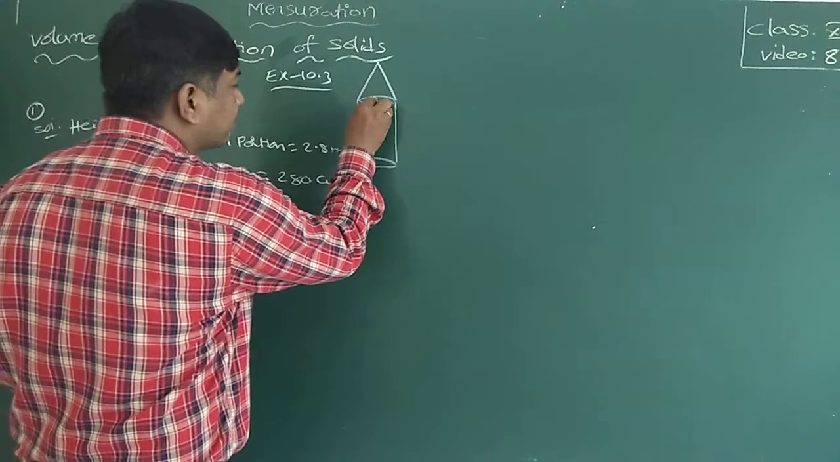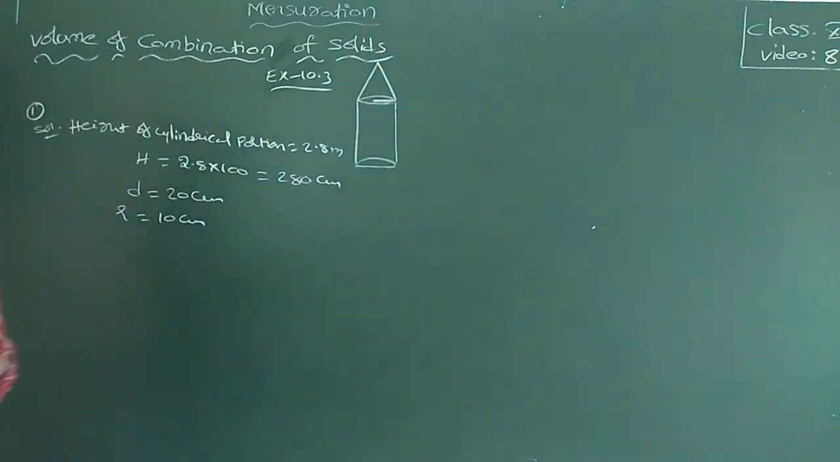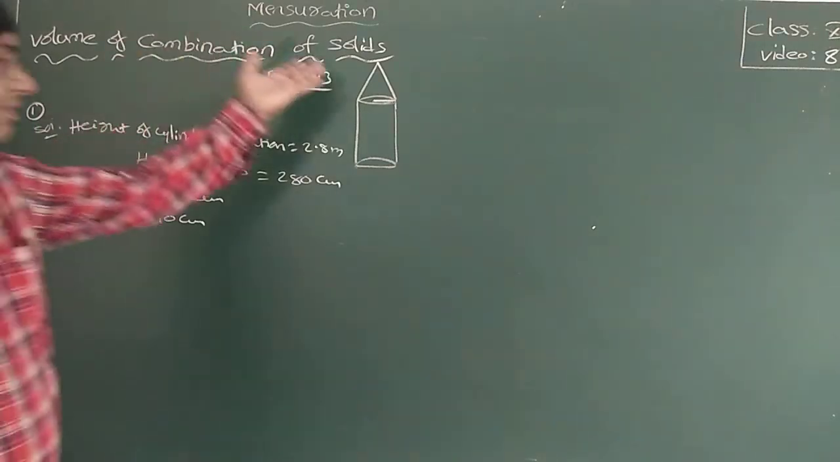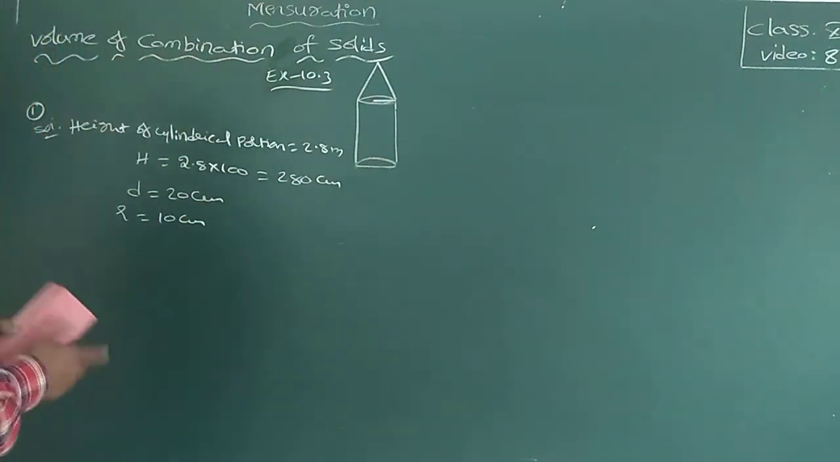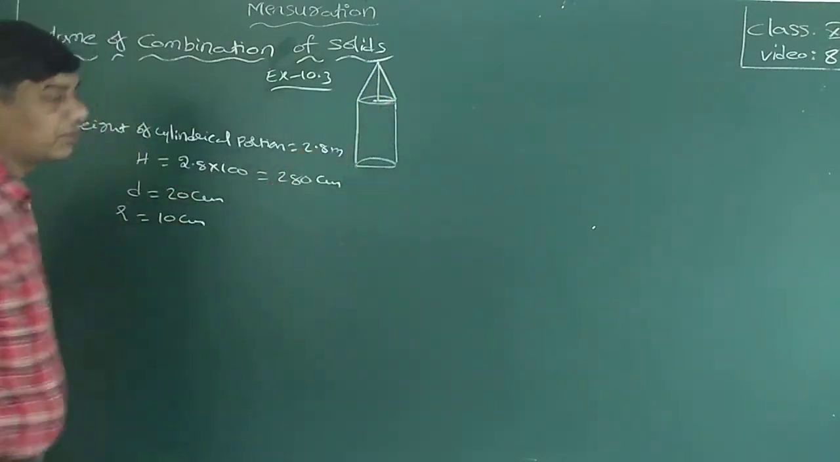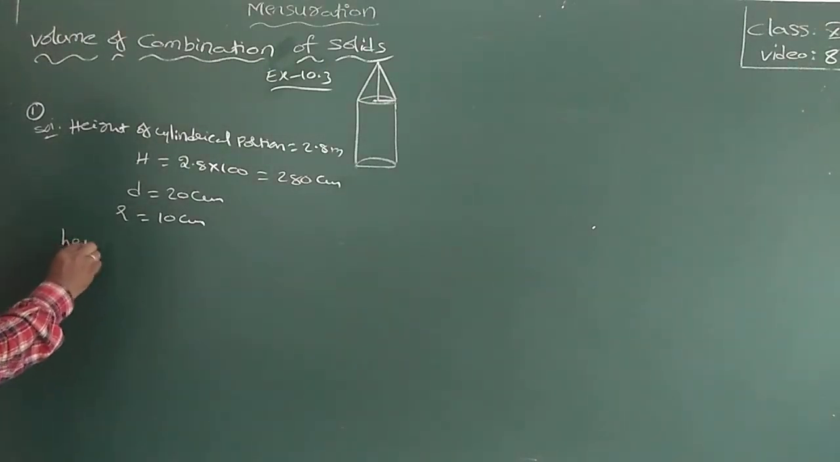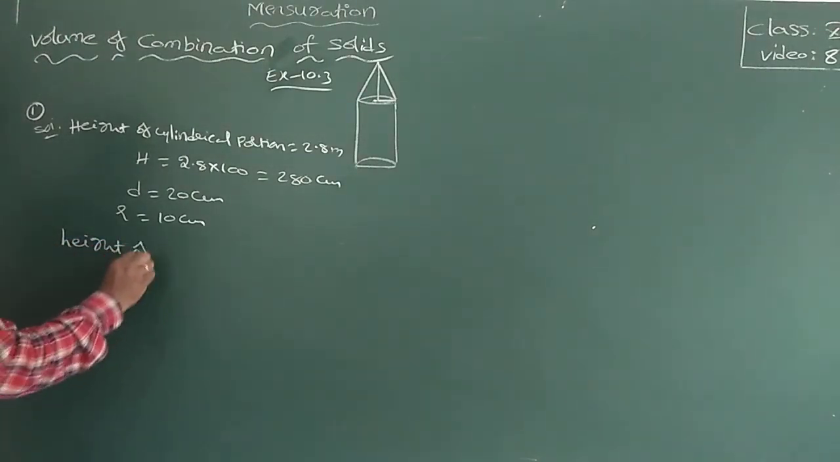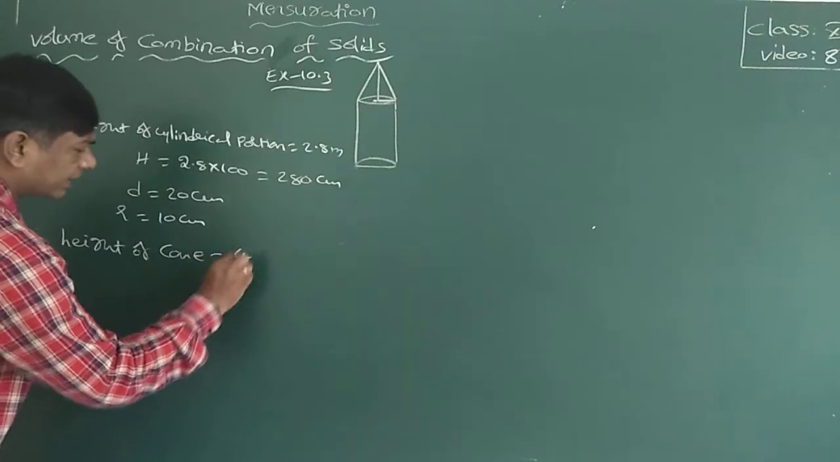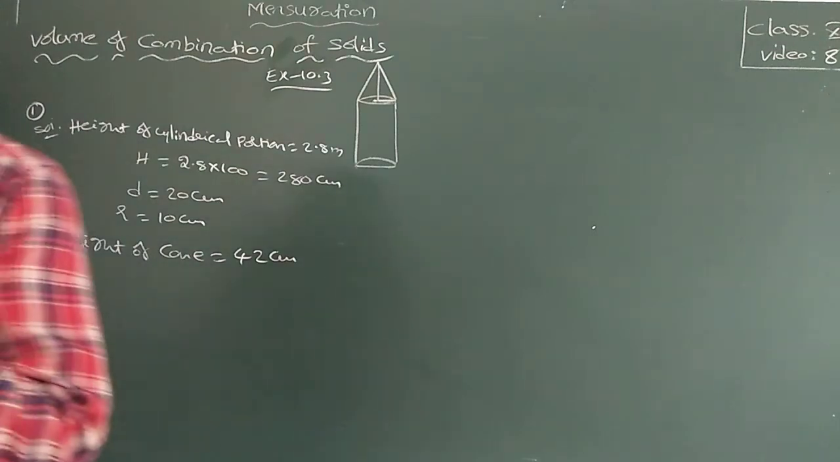Whatever radius you find for the cylinder, the same radius will be for the cone also, because the cone is surmounted on the cylinder. If it is a different one, they will mention it in the question. So the radius is common, and the height of the cone is equal to 42 centimeters.